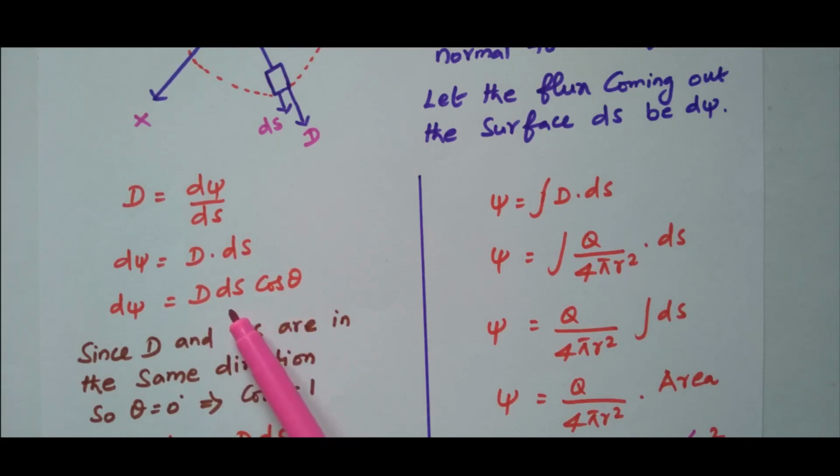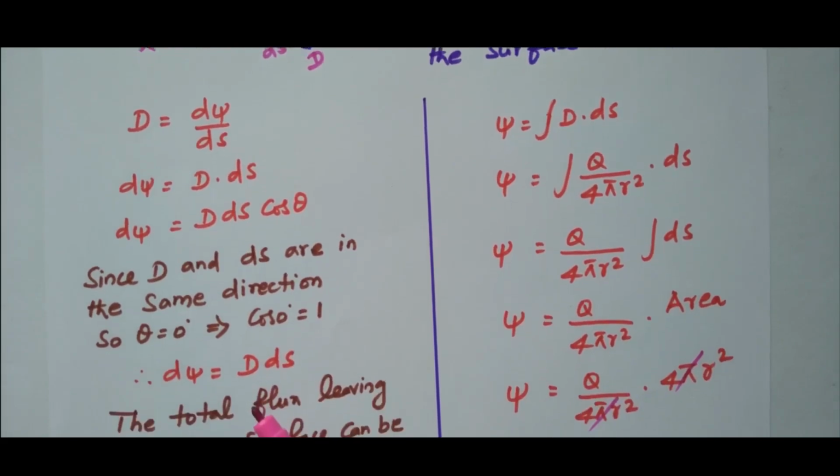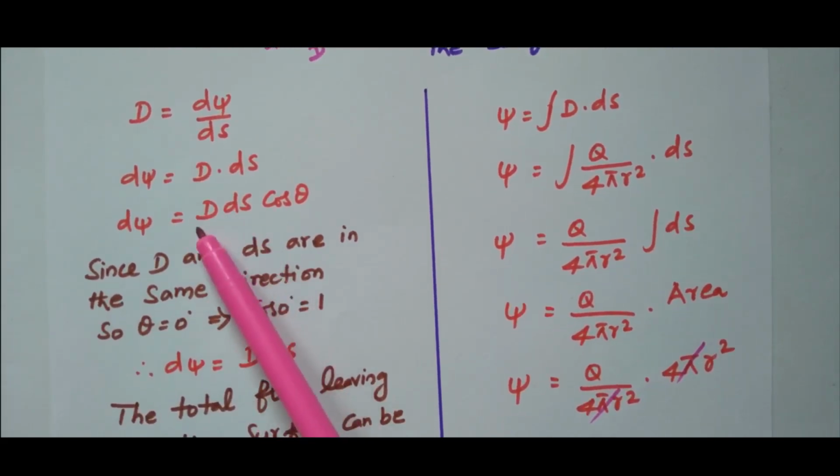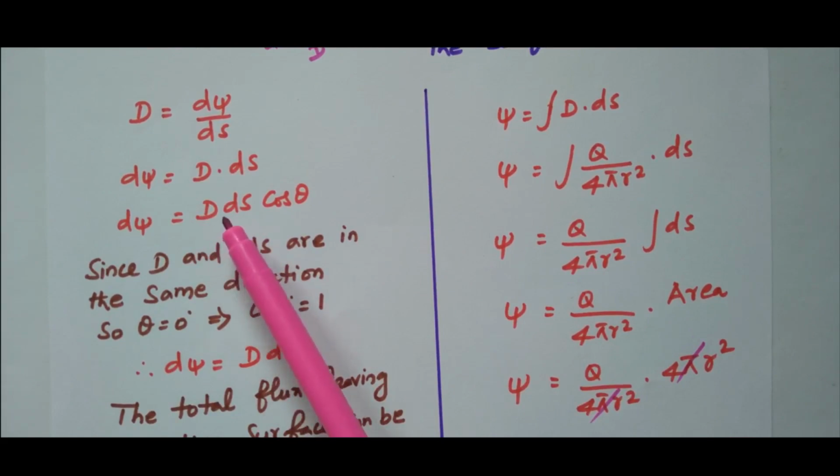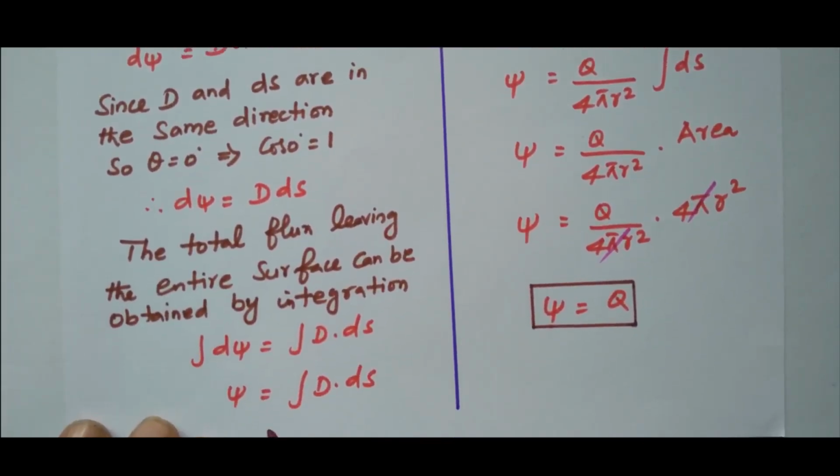So we can write D dot ds into cos theta. What is the angle between D and ds? In the diagram it is clear. The angle between D and ds is 0 degree. Both are available in the same direction. So cos 0 will be 1. So we can write d psi equal to D dot ds, D into ds, right? So this d psi flux is the small flux due to the small area. By integrating on both sides, we'll get the total flux. So integral d psi equal to integral D dot ds. Integral d psi is nothing but psi, that is equal to integral D dot ds, right?